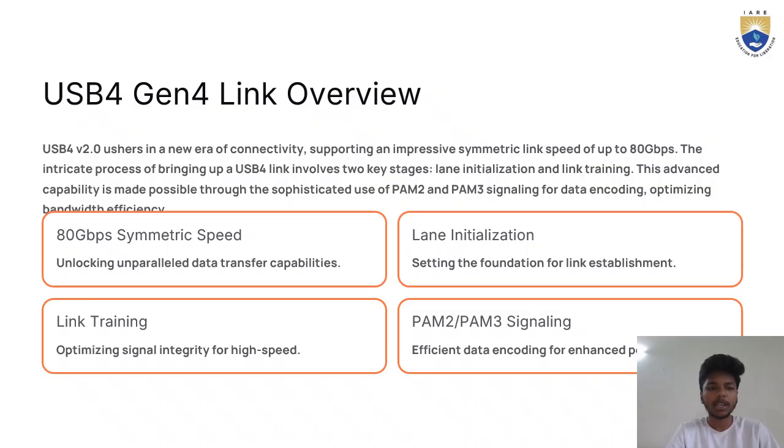The first one is 80 gigabytes per second symmetric speed. These are the pillars of USB4 Gen 4. The first describes unlocking unparalleled data transfer capabilities, and second is lane initialization, setting the foundation for link establishment, and the third one is link training, optimizing signal integrity for high speed, and the fourth one is PAM2 or PAM3 signaling, efficient data encoding for enhanced polarity. This is the overview of the USB4 Gen 4.